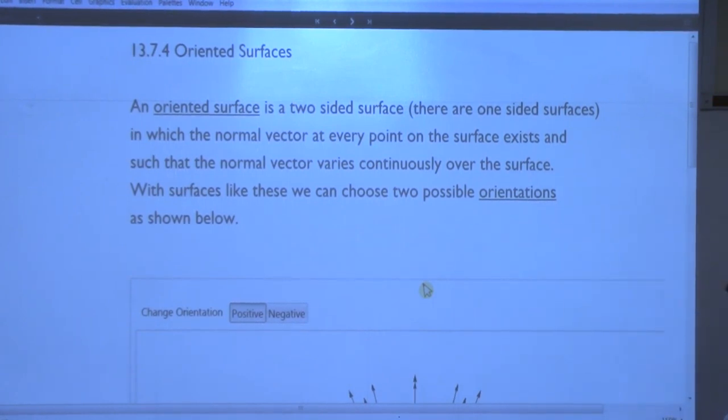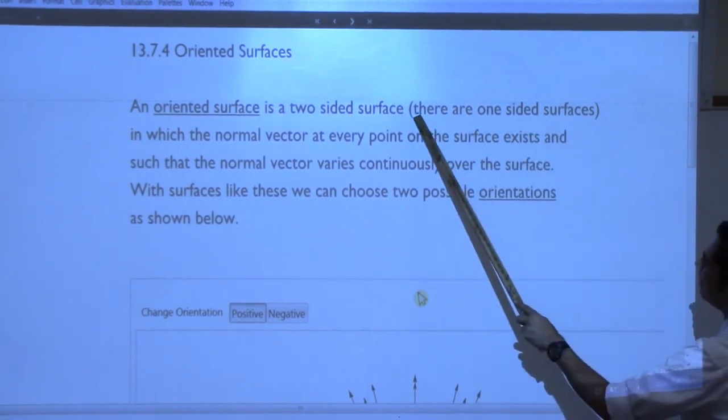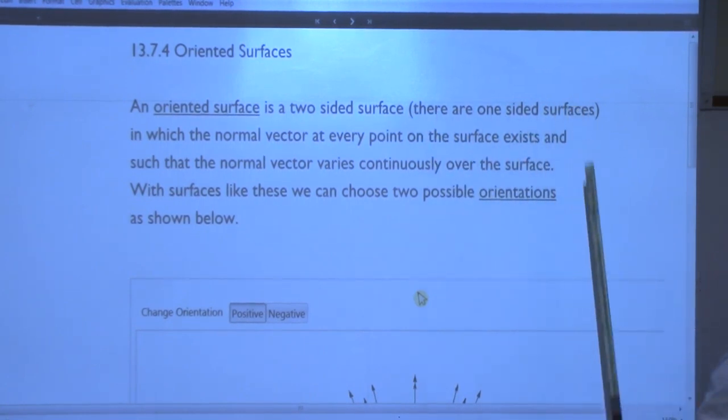Yes, yes. All right, oriented surfaces. See how that little, I should just take that out of my notes. That just wasted 5 minutes.